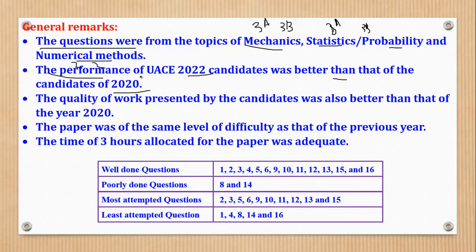Remember, 2021 there was no Uneb. The quality of work presented by the candidates was also better than that of the year 2020. The paper was of the same level of difficulty as that of the previous year. And these are the well done questions, poorly done, most attempted, least attempted. So basically that is it, and I hope that this video has been of great use, and I hope that you will not do the same mistakes which were done by those in the previous year.